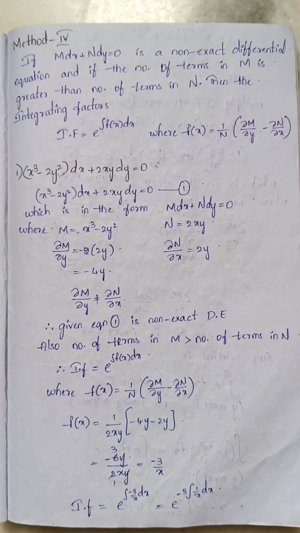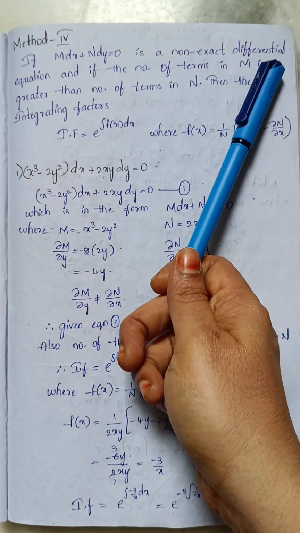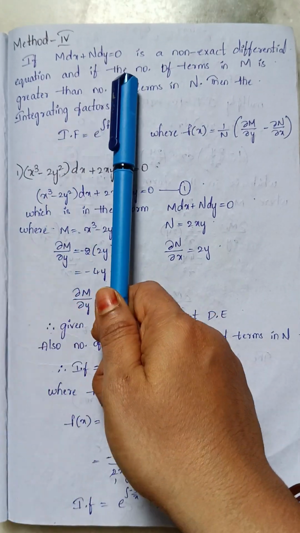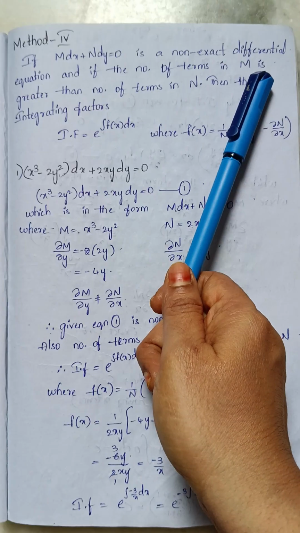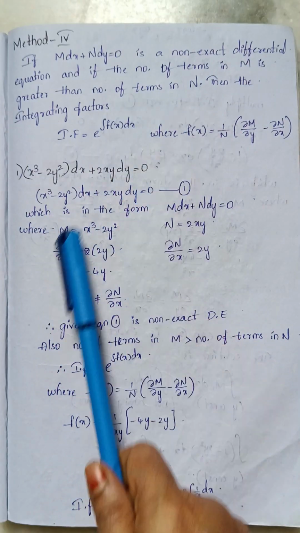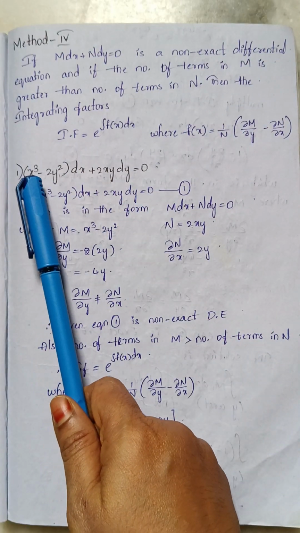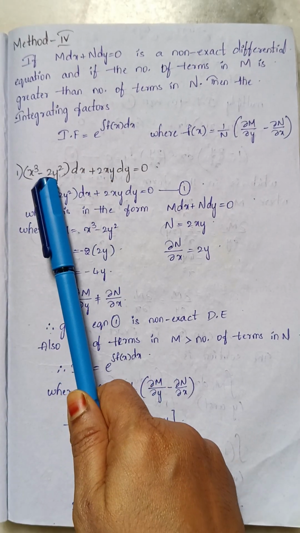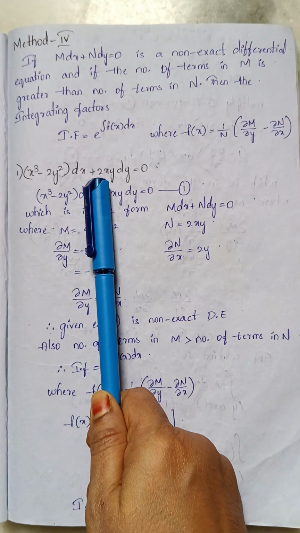Hello students, today we will discuss method 4 in non-exact differential equations. So take one differential equation. Suppose the number of terms in M is greater than the number of terms in N. See here, the number of terms in M are 1, 2 here, and the number of terms in N is 1. So the number of terms in M is greater than the number of terms in N.